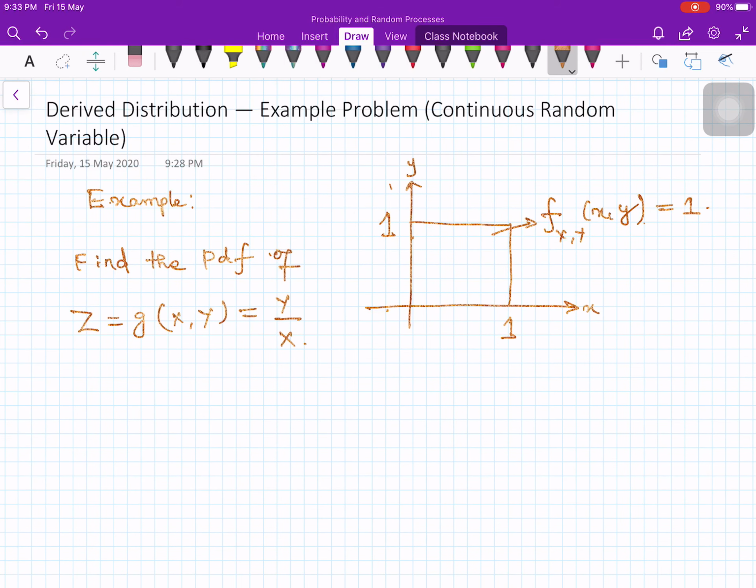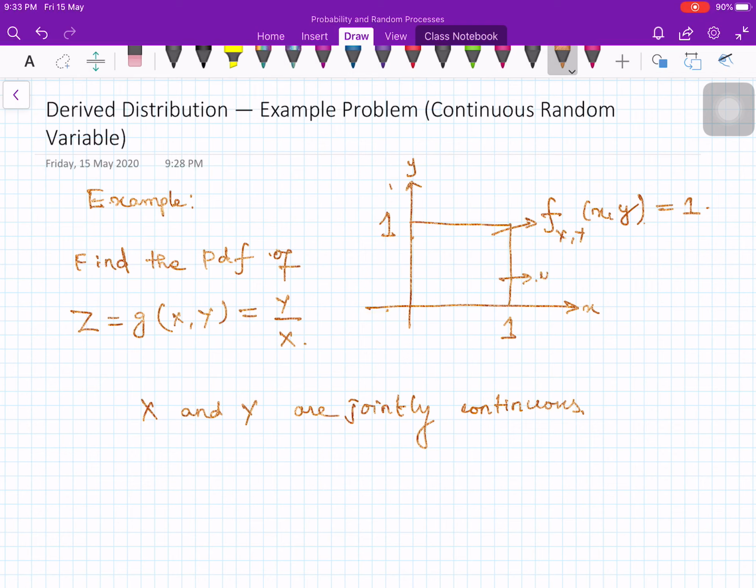Let me start with an example in this lecture. So we are given two random variables x and y. Okay, they are jointly continuous. And their distribution is pretty simple. It is given here.